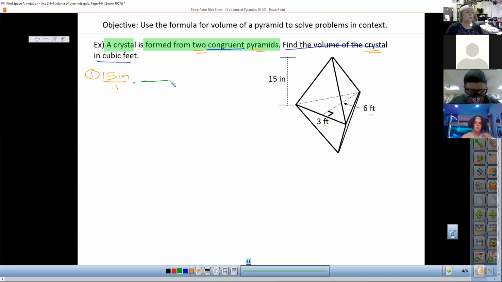So we know that there are 12 inches in 1 foot. So this is going to change to feet, and we would take the 15 divided by the 12, which is 1.25. Do not do any rounding. And again, you might want to come over here, cross that one out, and replace it with the 1.25 feet so that later on you don't accidentally use the 15 in your problem. So now I'm going to find the volume of one of those pyramids, not the crystal. So here's the volume of a pyramid.